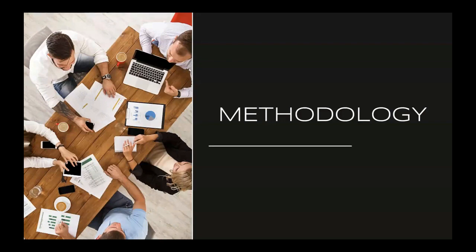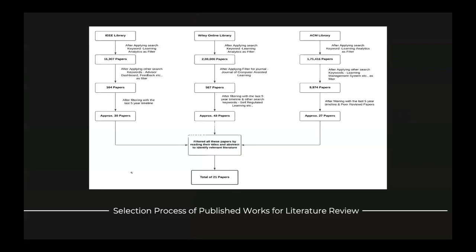Now, coming to our methodology. This flowchart outlines the process of selecting published works for our literature review. We began by identifying the relevant databases to ensure a comprehensive search. The initial filter involves application of keywords such as learning analytics, dashboards, and advisors to narrow down papers related to our focus.